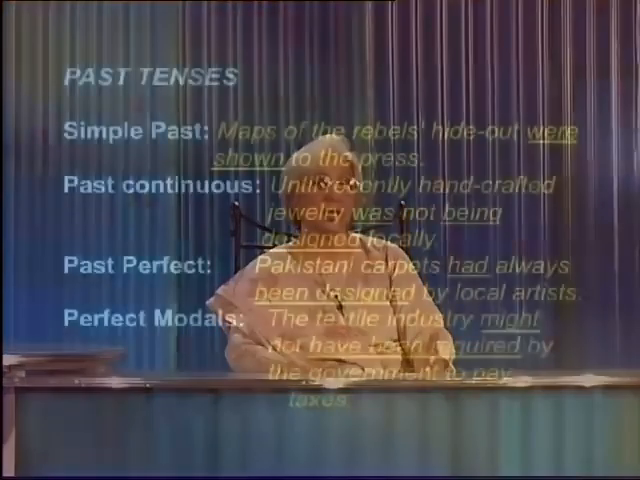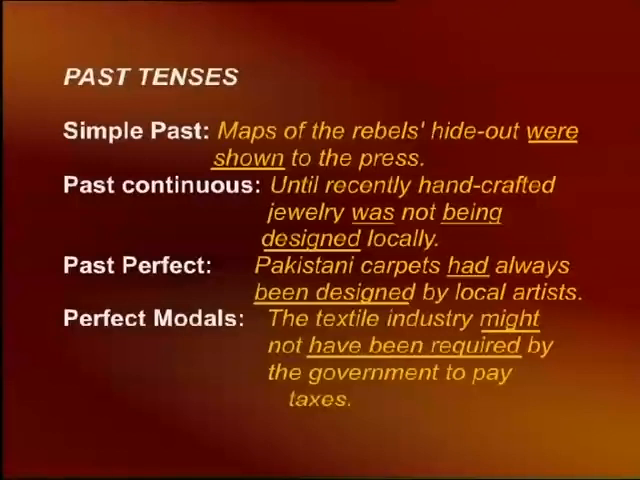In a passive sentence, this is how the past tense is used. Maps of the rebels' hideout were shown to the press. Past continuous. Until recently, handcrafted jewelry was not being designed locally. Past perfect. Pakistani carpets had always been designed by local artists.